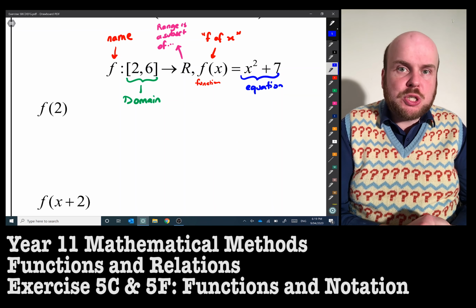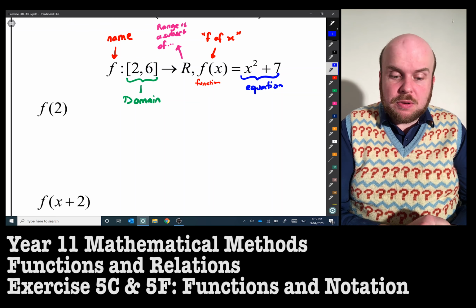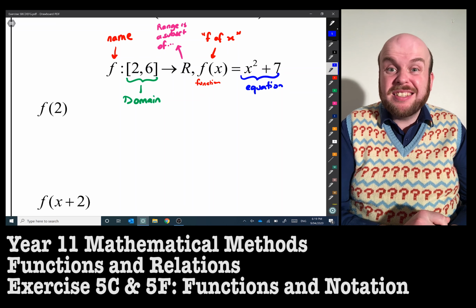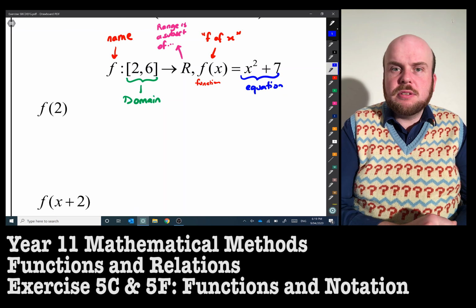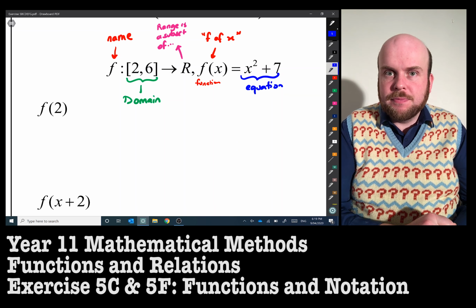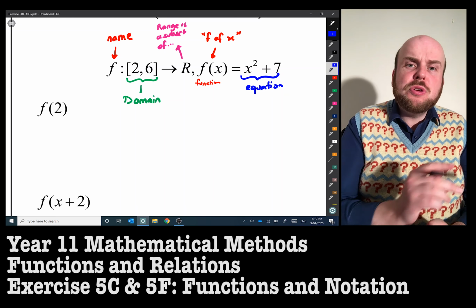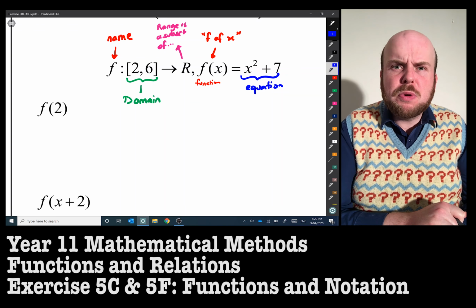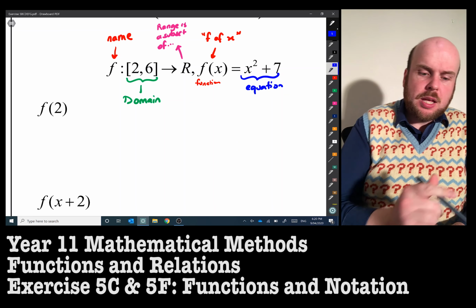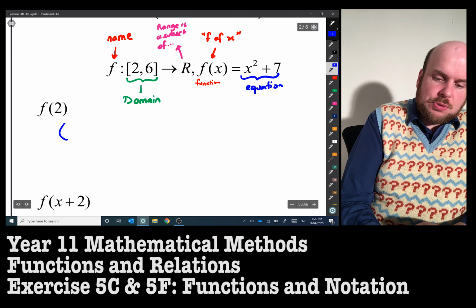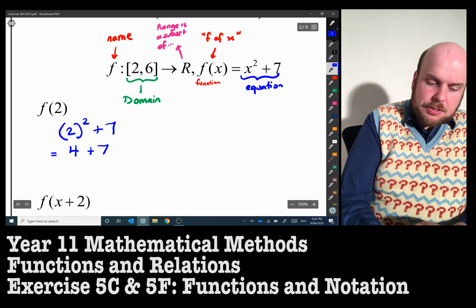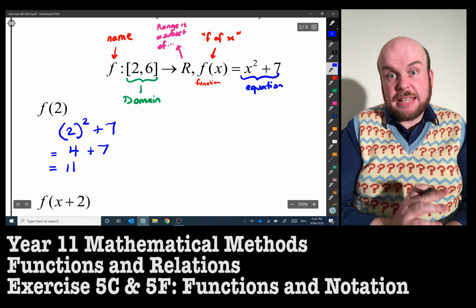So why do we go about doing all of this? Well, the reason is that we use this particular notation to save us time in writing questions and all that kind of thing. So for instance, you'll see here, it says f brackets 2. What that is saying is, could you kindly substitute the number 2 where it says x? In other words, what is the function given 2? So all I need to do here is go 2 squared plus 7. So that's going to be 4 plus 7, equal to 11. Easy as that.